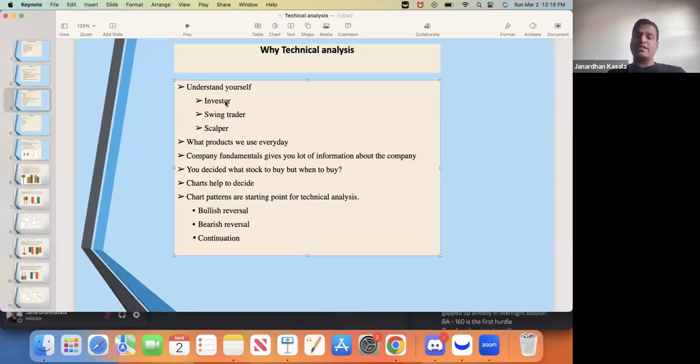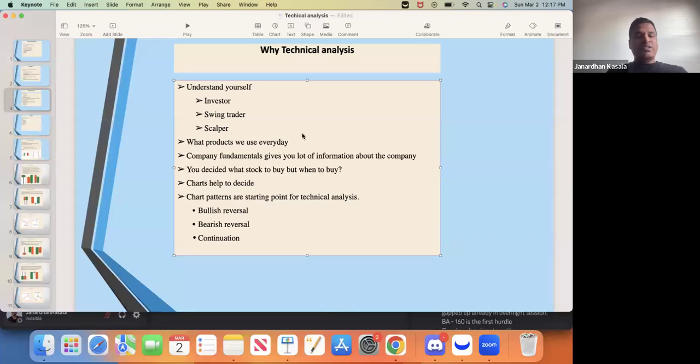If you're an investor, the way you look at the chart could be different. But if you're a scalper, the way you look at the chart could be different. The time frames, what you're looking at, will be different. So you need to understand, and based on that, you need to build your own strategy. So you need to understand this one first.